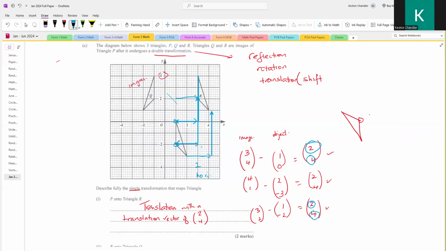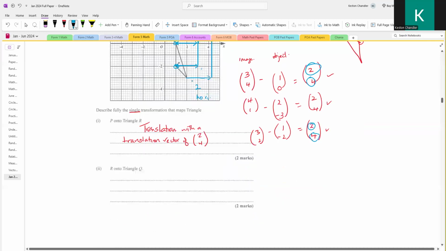Everybody agree with that? Give me a thumbs up if you understand now. Good. Excellent. Right. So let's answer the next part of the question now.